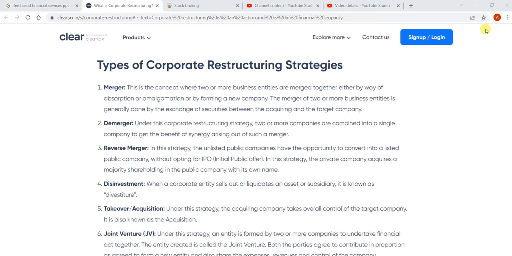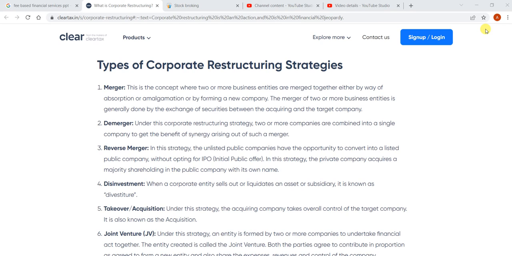Under this corporate restructuring strategy, two or more companies are combined into a single company to get the benefit of synergy arising out of such merger. Third, reverse merger. In this strategy, the unlisted public companies have the opportunity to convert into a listed public company without opting for an IPO. In this strategy, the private company acquires a majority shareholding in the public company in its own name.